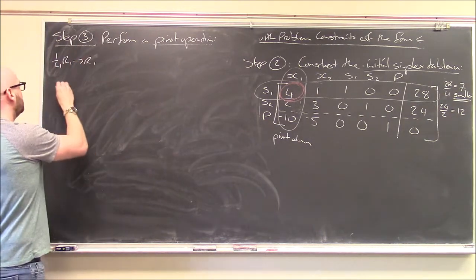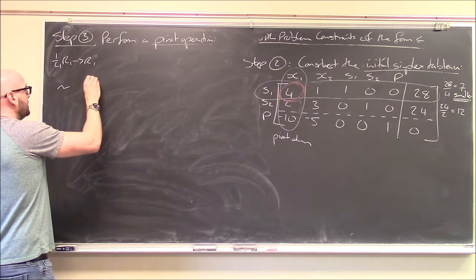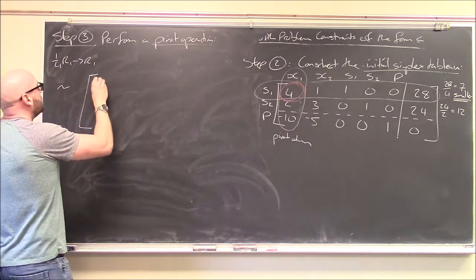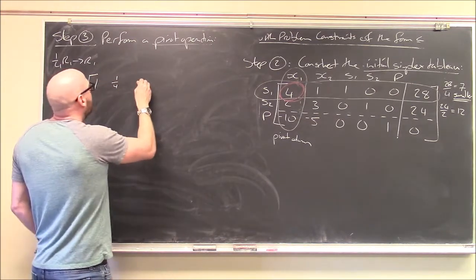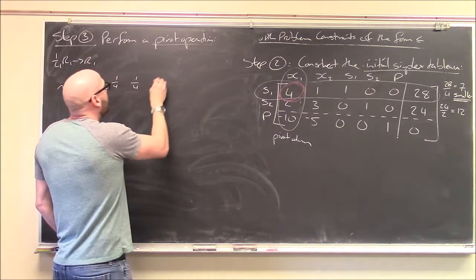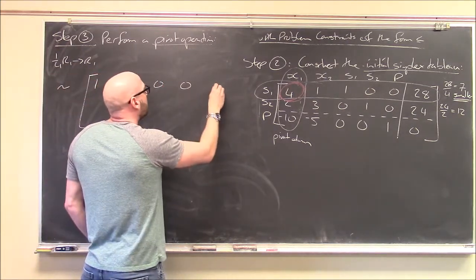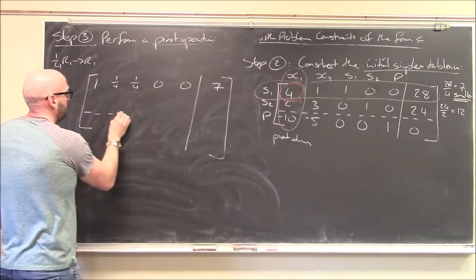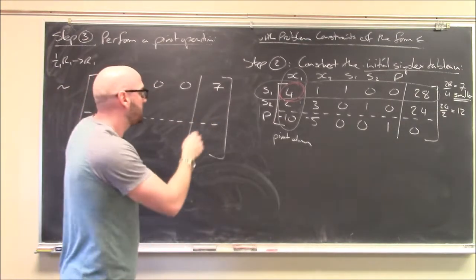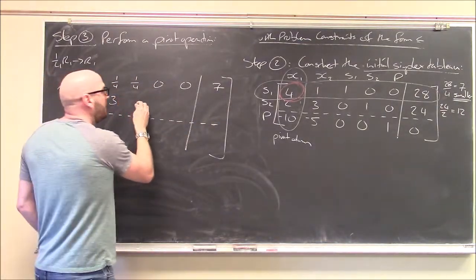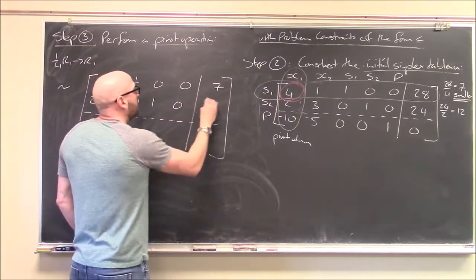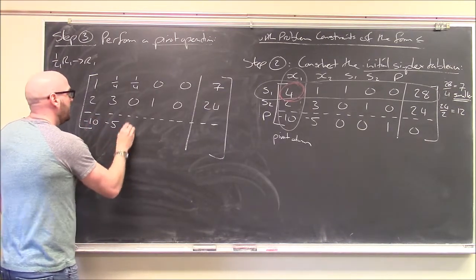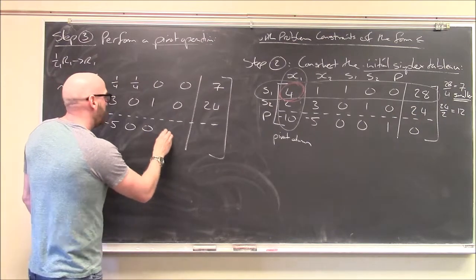We're doing Gauss-Jordan elimination, so same notation as usual. Let's see, divide this row by 4, I've got 1, 1/4, 1/4, 0, 0, 28 over 4 is 7. And the other two rows should be exactly the same. 2, 3, 0, 1, 0, 24, -10, -5, 0, 0, 1, 0.